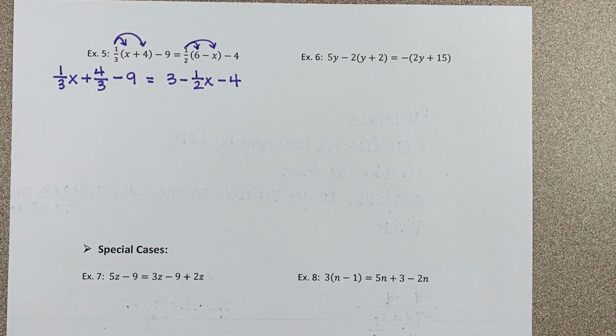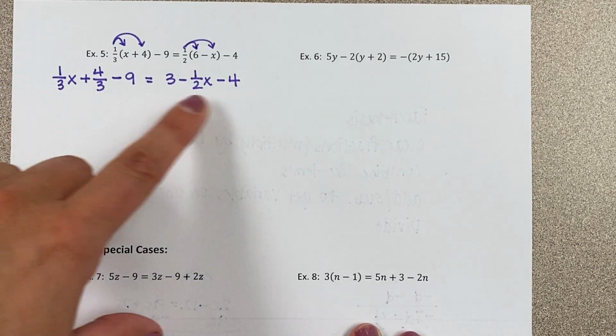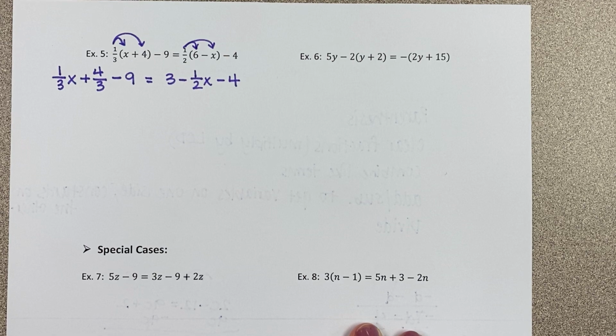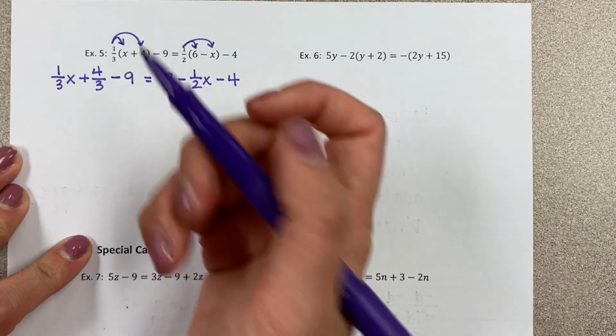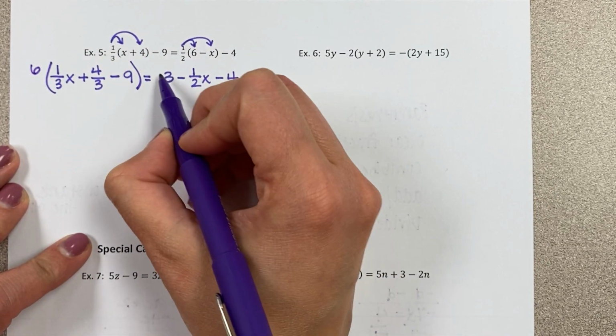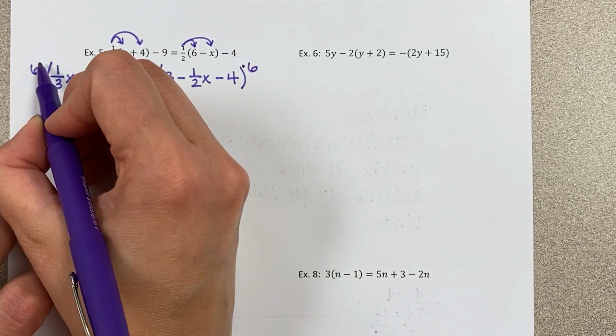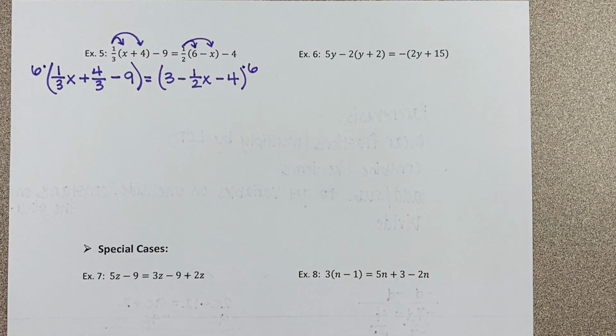Okay, now I want to get rid of these fractions. So I'm looking all across here. 3, 3, 2. Least common denominator would be 6. So I'm going to multiply everything in this parentheses by 6. If you want to put a little dot to show that it's multiplication, you can.